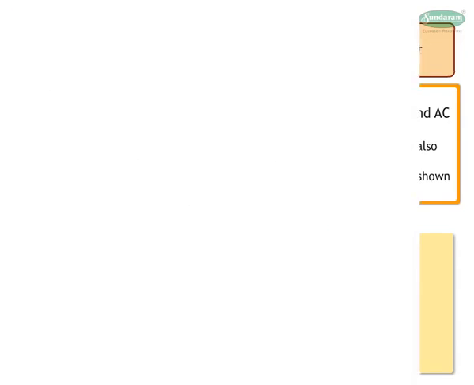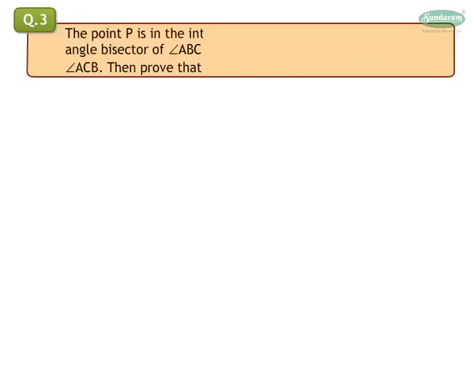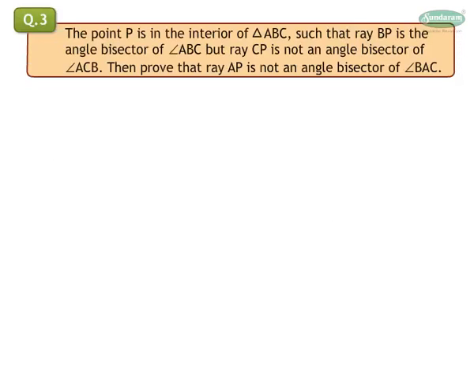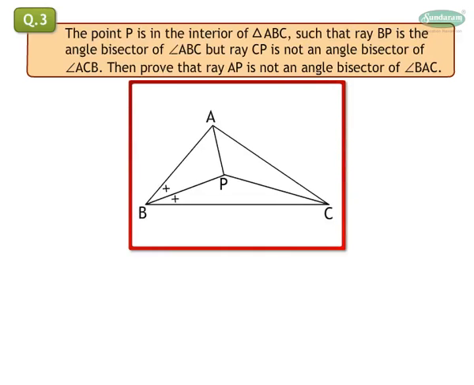Hence, proved. Question 3. The point P is in the interior of triangle ABC such that ray BP is the angle bisector of angle ABC, but ray CP is not an angle bisector of angle ACB. Then prove that ray AP is not an angle bisector of angle BAC. Solution. See the figure alongside.